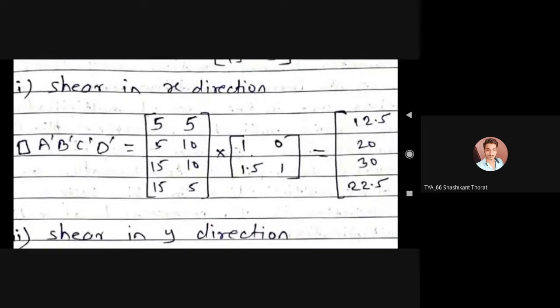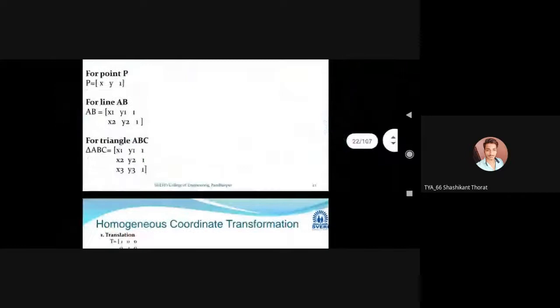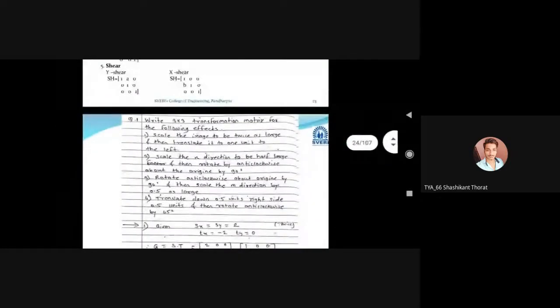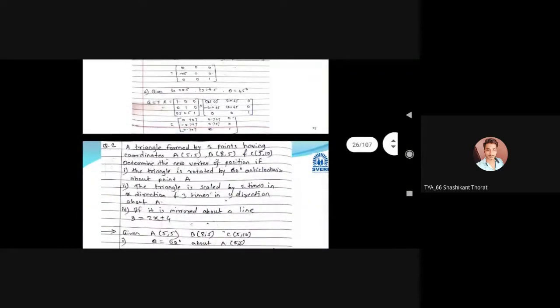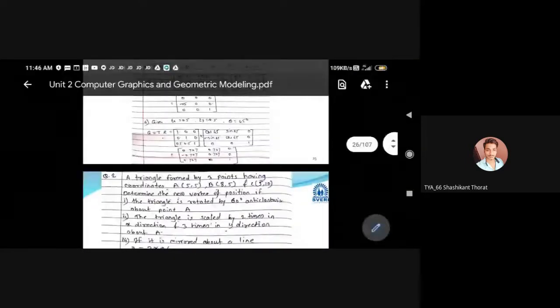So multiply it. Okay, 5 into 1 plus 5 into 1.5. Correct? Calculation, multiplication. Okay, for the next, second row first column, that means your first column will come. Okay, so try to solve this matrix. Okay, homogeneous transformation will be the same in it. Homogeneous transformations will definitely be asked in the examination. Okay, so I think our time is almost over. Fine, we will solve that multiplication.